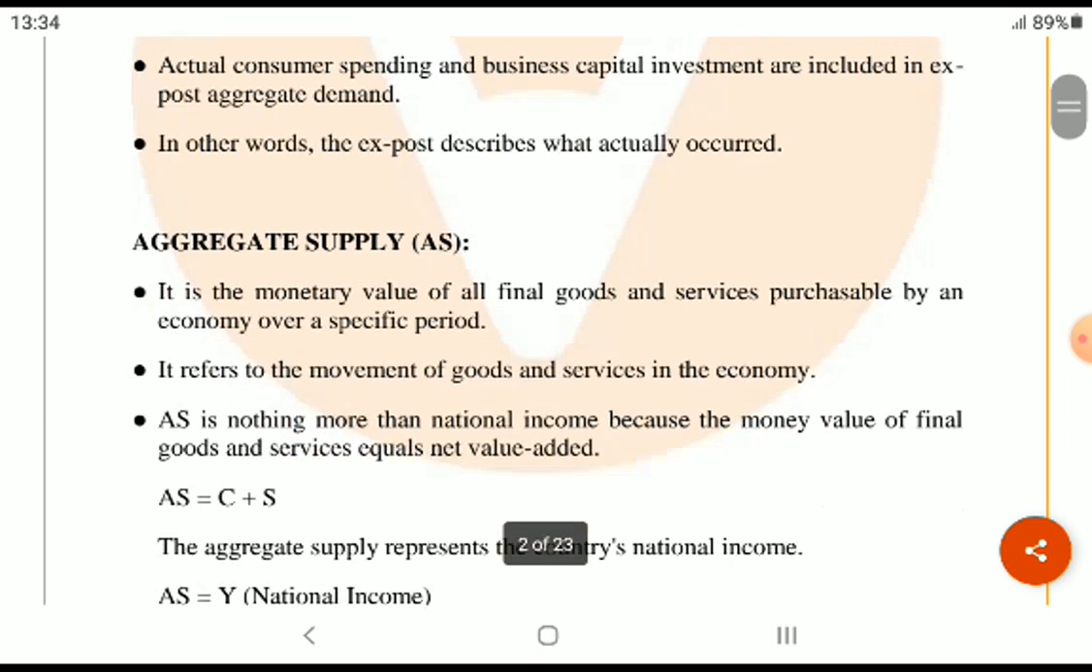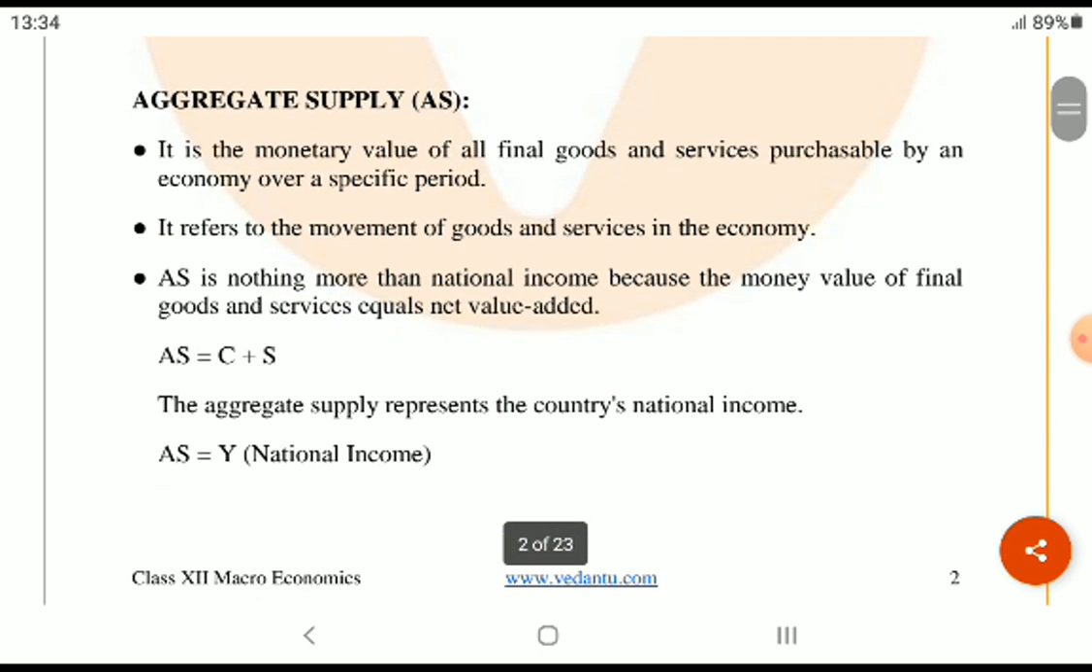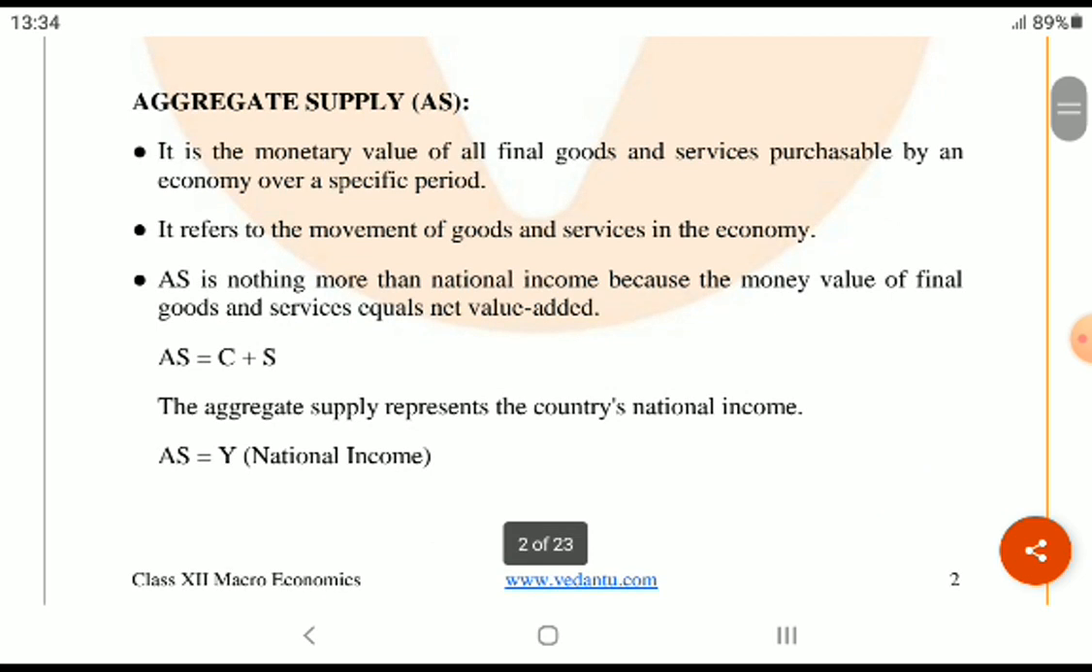Next is aggregate supply. First we learned aggregate demand, now aggregate supply. It is the monetary value of all final goods and services produced by an economy over a specific period. It refers to the flow of goods and services in the economy. Aggregate supply is nothing more than national income, because the money value of final goods and services equals net value added, that is, aggregate supply is equal to C plus S. The aggregate supply represents the country's national income, so AS is equal to Y, national income.